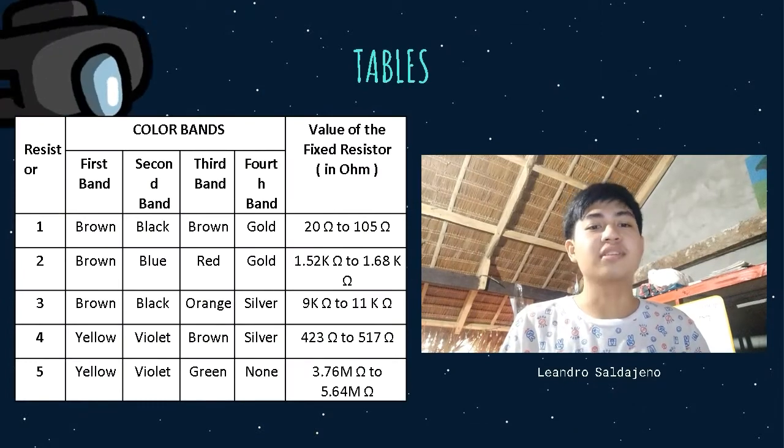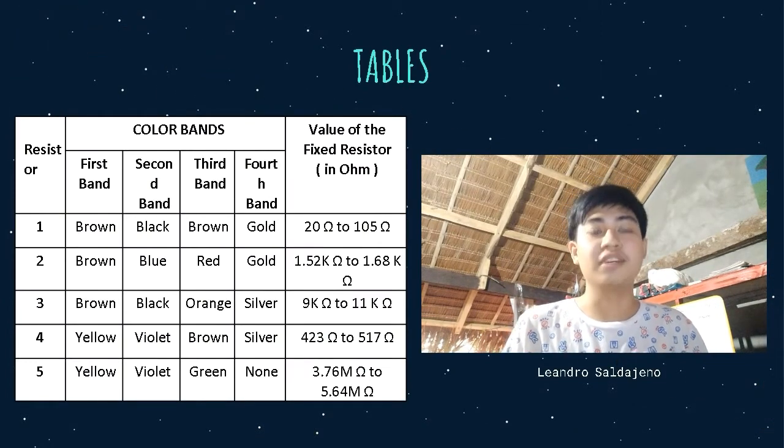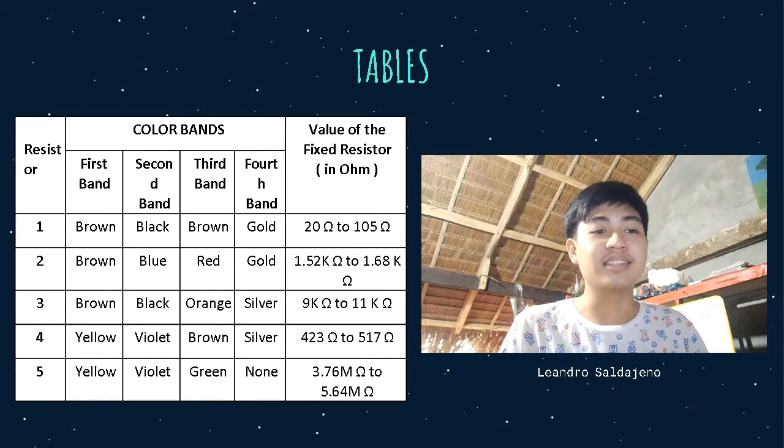Let's move on to the tables. In the first column, we have the resistor and its corresponding number. The second column, below the color bands, we have the first band, which is the first digit. Next to it is the second band, which is the second digit. Next is the third band, which is the decimal multiplier. Next is the fourth band, which is the tolerance. And in the last column, we have the value of the fixed resistor in ohms.